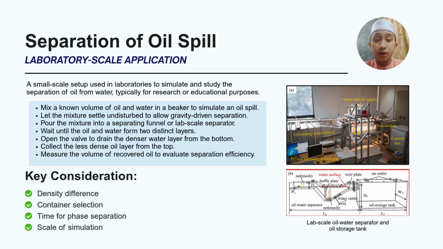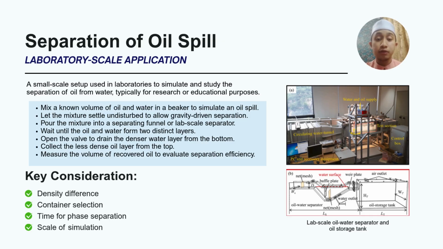Alright, moving to the separation of oil spill applications. In the lab, we typically simulate an oil spill by mixing a known amount of oil and water in a beaker. The goal is to observe and evaluate the separation process. After allowing the mixture to settle, we transfer it into a separating funnel or a large scale separator. Over time, the oil and water naturally separate into 2 layers due to their density difference. By opening the valve at the bottom, we can drain the denser water and then collect the oil layer.